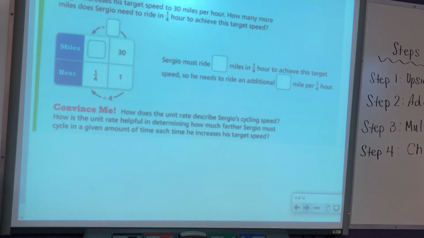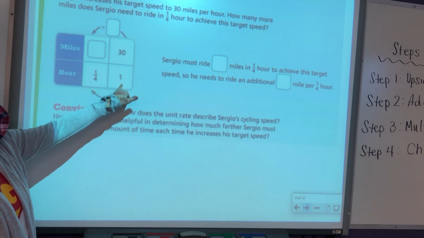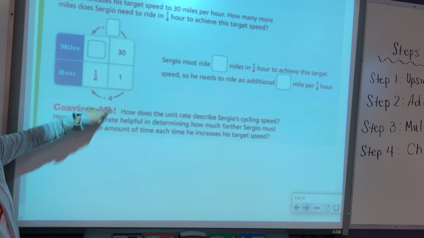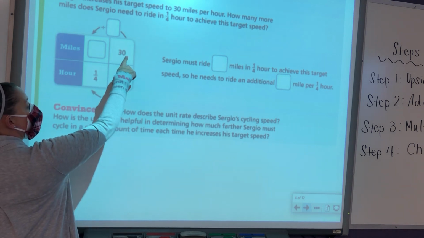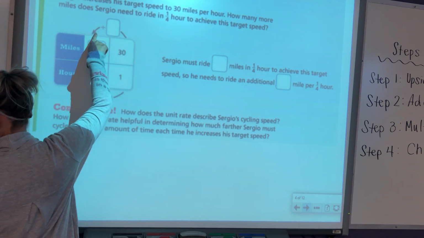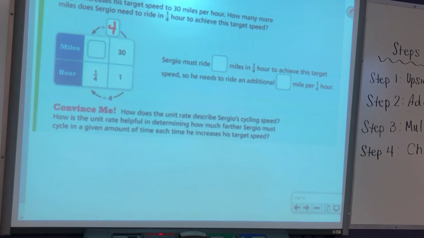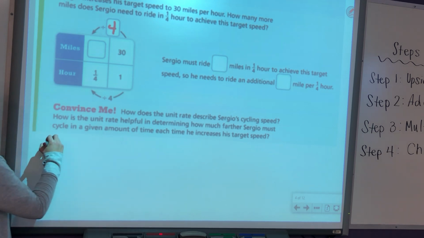Now because Sergio wants to increase his target speed, he wants to go 30 miles per hour. So now we have to scale down because he's breaking it down into a 15-minute increment, which is 1/4 of an hour. So Sergio goes from 1 hour to 1/4 of an hour, so he divides by 4. So if we divide by 4 down here, we've got to divide by 4 up here. So I've got 30 over 4.